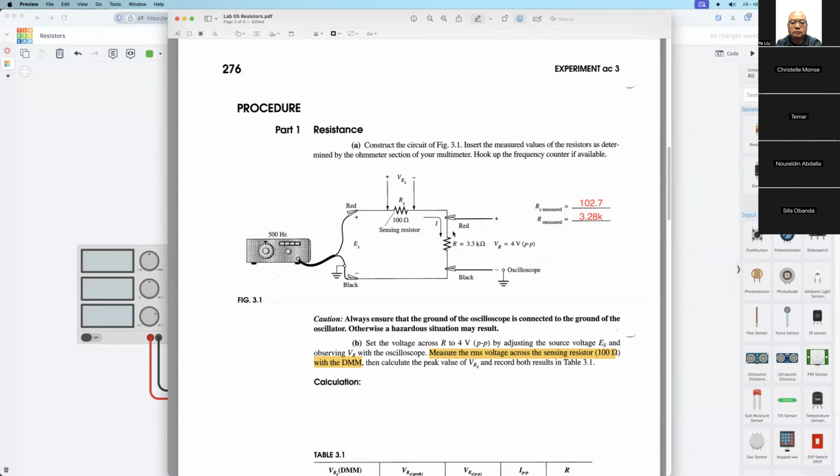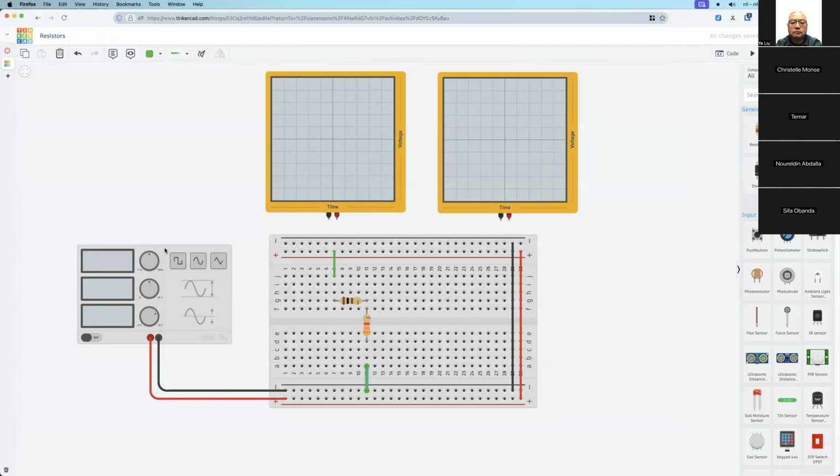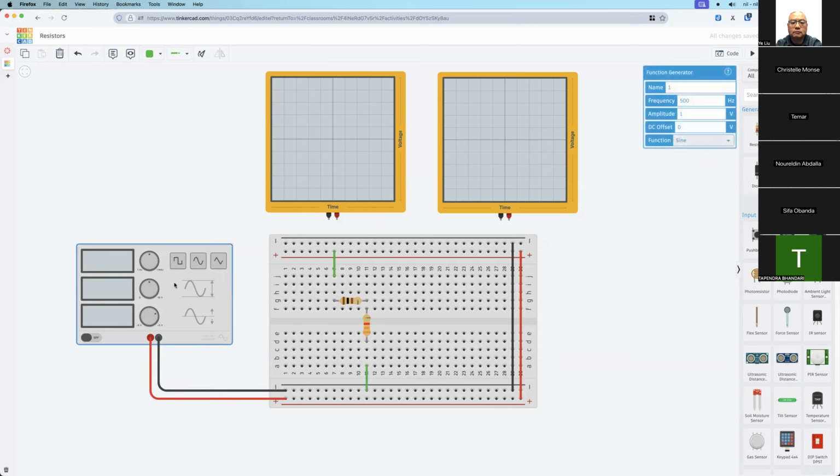So then it goes to the 3.3 kilo ohm resistor, then back to the ground and the negative terminal of the source, right? Let me double check. So this is the power positive, then go to the 100 ohm resistor, then go to the 3.3 kilo ohm resistor, then go to the negative. Okay, back to the source. So this is the circuit. The circuit is closed now.